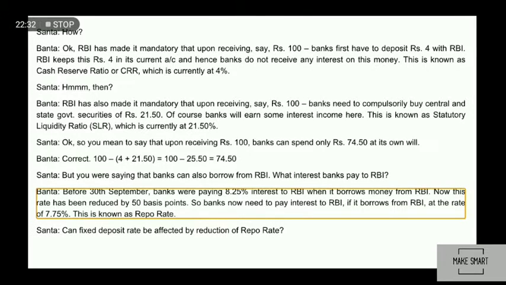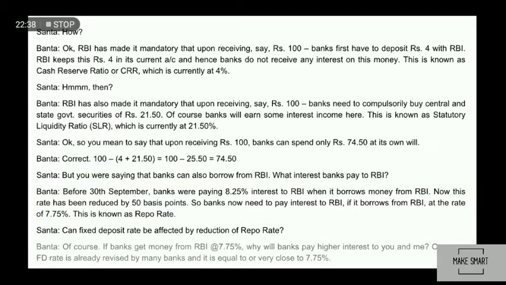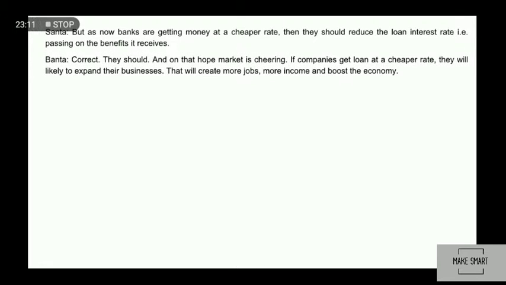Then Santa asks, can fixed deposit rate be affected by the reduction of the repo rate? Of course, if bank gets money from RBI at 7.75%, why will bank pay higher interest to you and me? One year fixed deposit rate is already revised by many banks and it is equal to or very close to 7.75. Santa said, but as banks are now getting money at a cheaper rate, then they should reduce the loan interest rate, that is, pass on the benefit they receive. Banta says, correct, they should. And on that hope, market is cheering.